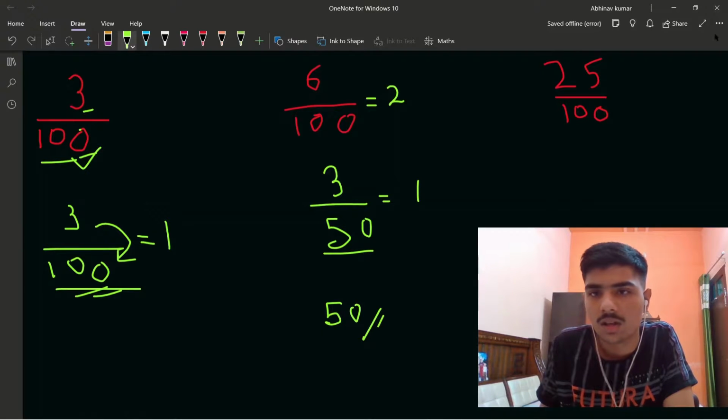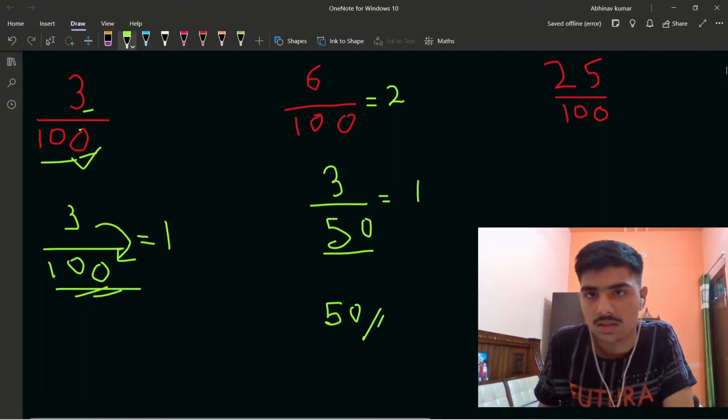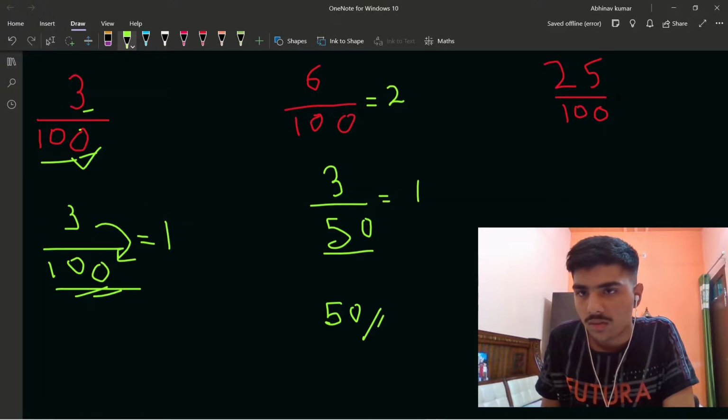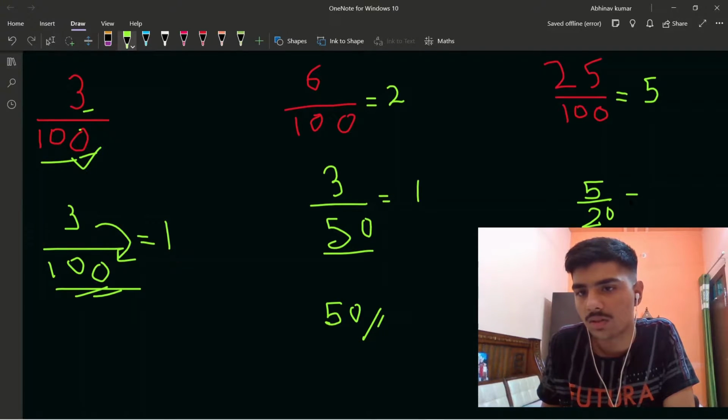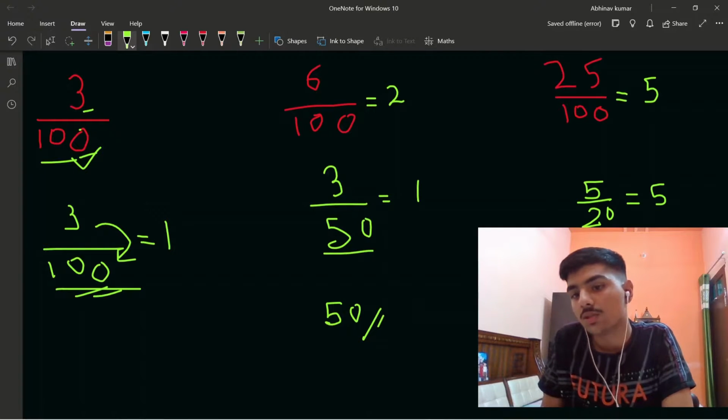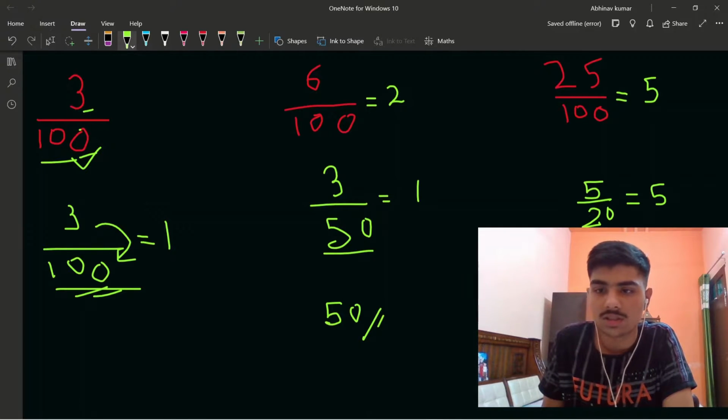Now this is the test case in the problem, where the GCD of both of them is going to be 5, which means we can divide both of them by 5. If we divide both by 5, then this is going to be 5 and 20. The GCD of both of them is again 5, so we divide both of them by 5, and then it is going to be 1 and 4. The GCD of both of them is going to be 1.